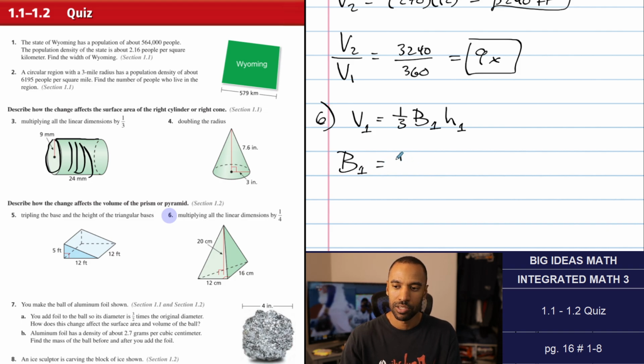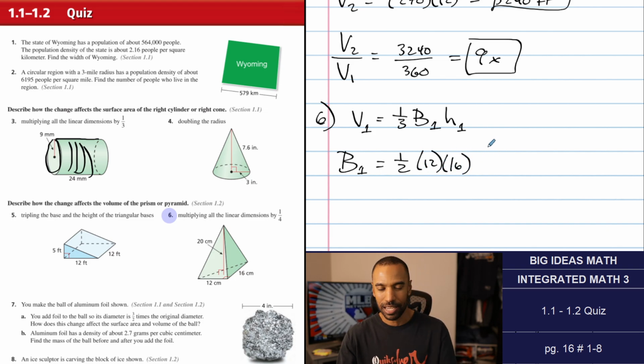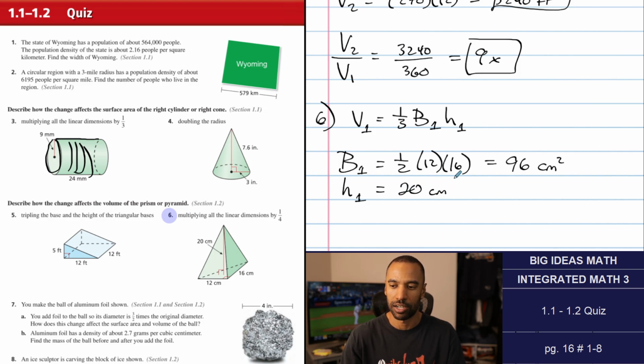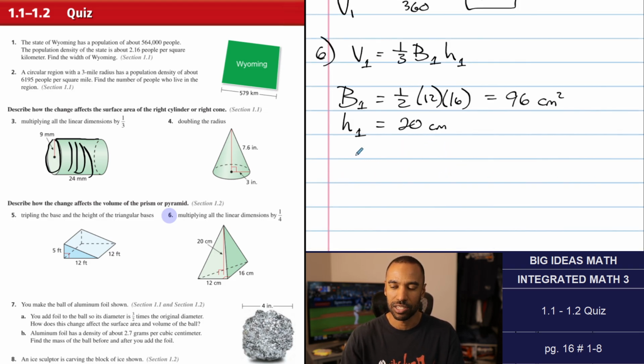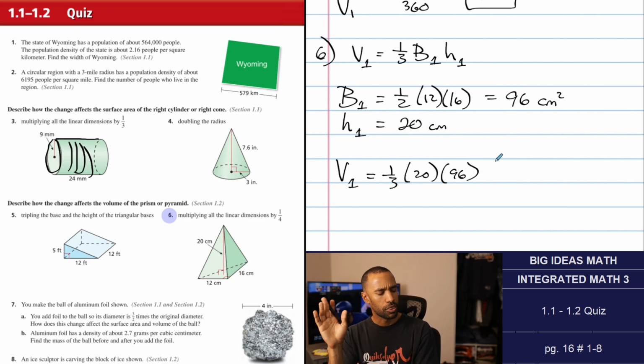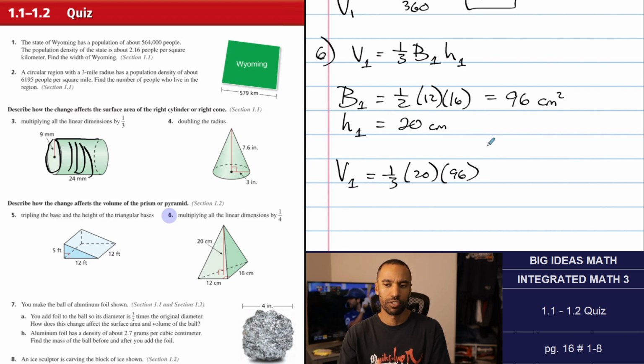B1 is 1/2 its own little base times height of 12 times 16. Half of 16 is 8. 12 times 8 is 96. We get 96 square centimeters just off base 1. Height 1 is 20 centimeters, so we got to do 20 times 96 and take 1/3 of that. 1/3 of 20 times 96. Let's do 1/3 of 96 to start with. That's 32. 32 times 20, 640?